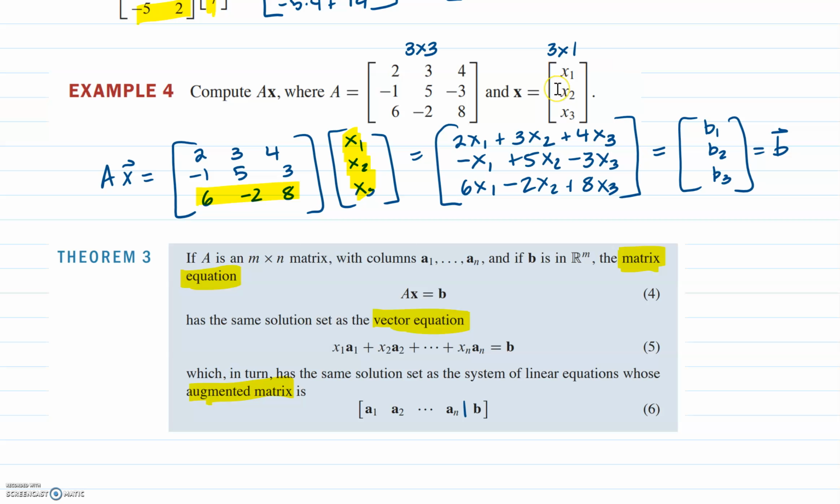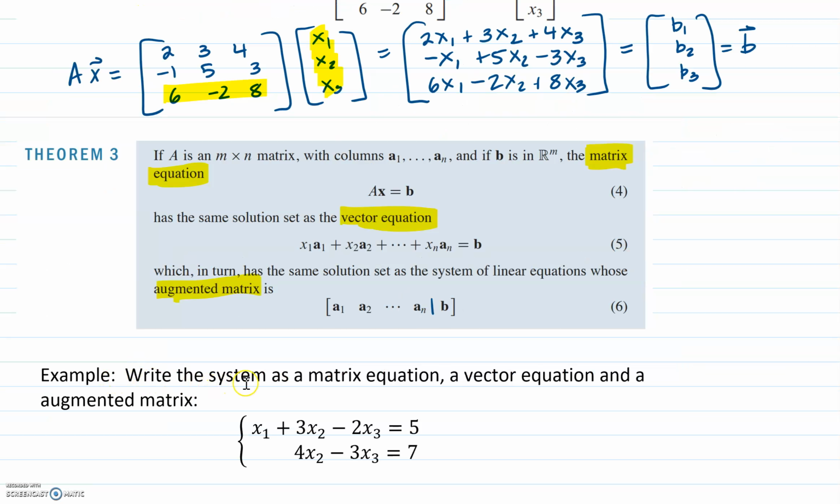So these are the three ways that we're going to represent our system of linear equations. So first we did it with an augmented matrix. Then we did it with a vector equation. And now we're going to represent it by a matrix equation. And there are going to be benefits to all three, you will see. But first, let's look at another example.